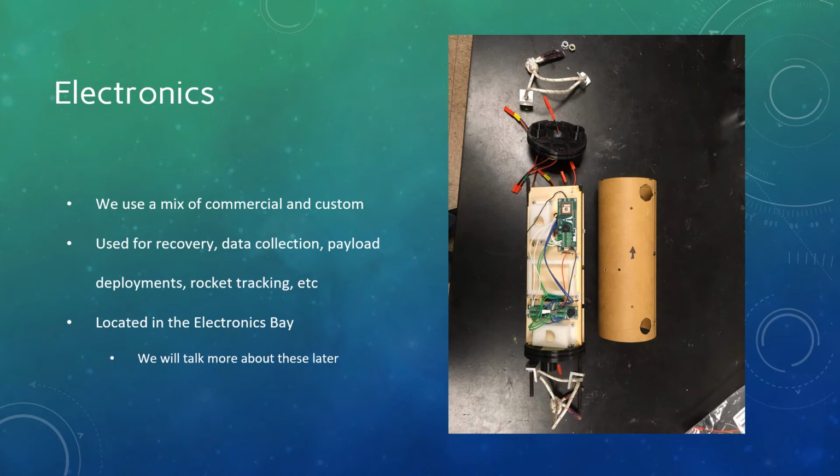We can also record data, we can deploy payloads, we can even have radio to communicate with a ground station and get live data in order to track the rocket, so on and so forth. You can get really creative. So on the right side of the screen is what a typical eBay looks like. I say typical with a strong emphasis on you don't need to follow this. We want you to break the rules here and try and optimize and make it better.